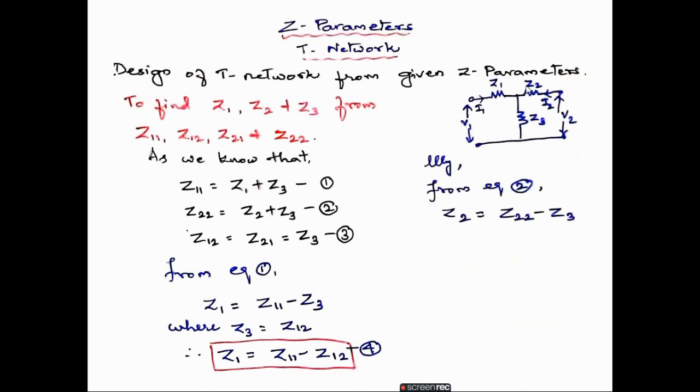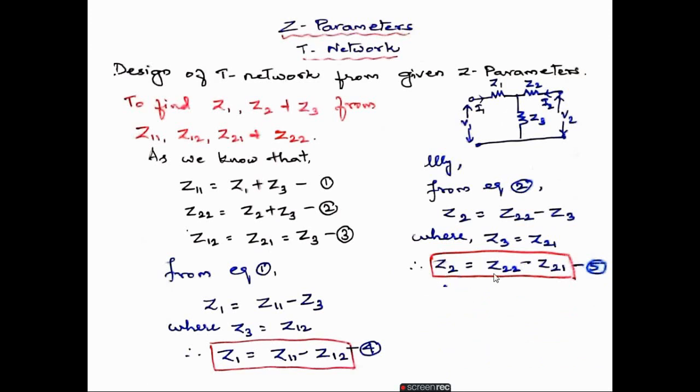Similarly, if you want to find Z2, take equation number 2. Here Z22 is equal to Z2 plus Z3. Moving Z3 to the other side, Z2 will be Z22 minus Z3. We know Z3 is equal to Z21 or Z12, so substituting that, we get Z2 is equal to Z22 minus Z21. And for Z3, it is either Z12 or Z21. These two are equal only if you have a reciprocal network, or else you will get different values.